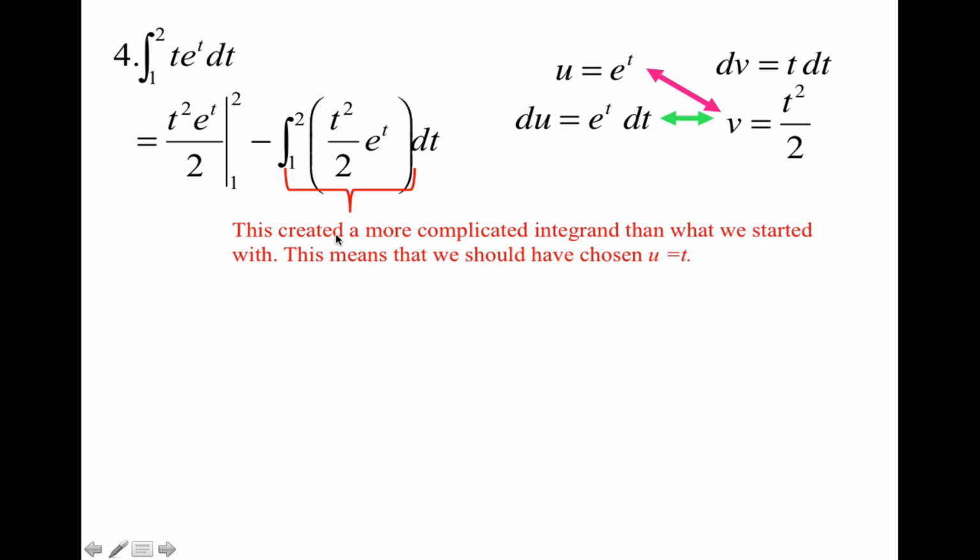So now we got to back up and let's start over. So now let's use t as u. So that means dv equals e to the t dt.